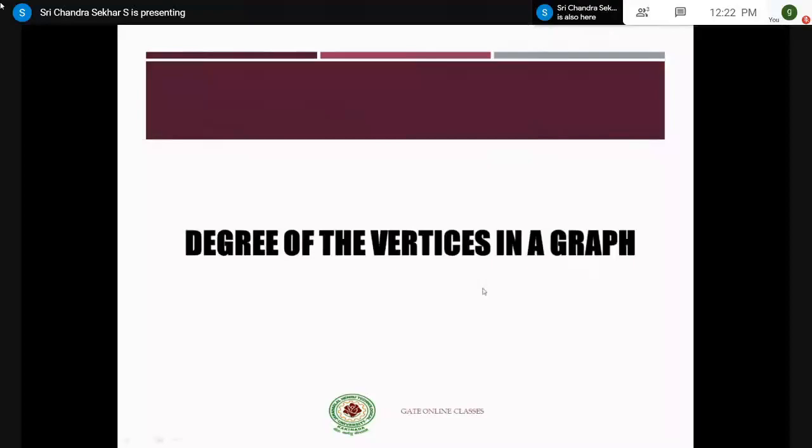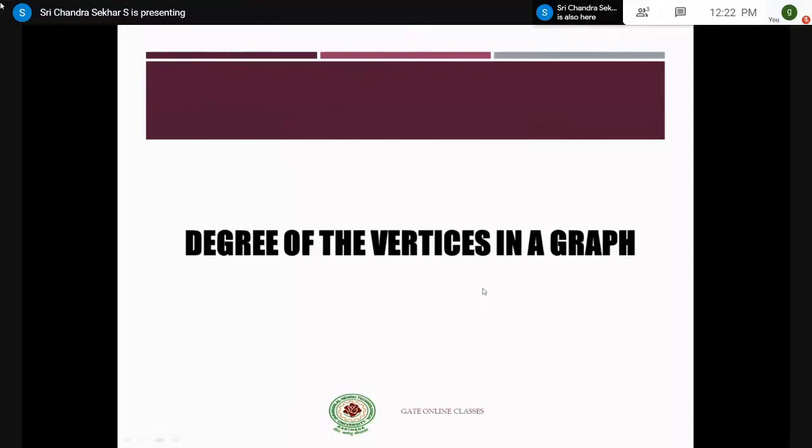Now coming to one more important concept, which is called the degree of vertices in a graph. We have seen the concept of degree of a node in a tree. Degree means the number of children that are present for a particular node in a tree. For example, if a node consists of 2 children, then the degree of that node is 2. If the node consists of 3 children, then the degree is considered to be 3. Like that, we have the degree of nodes in a tree.